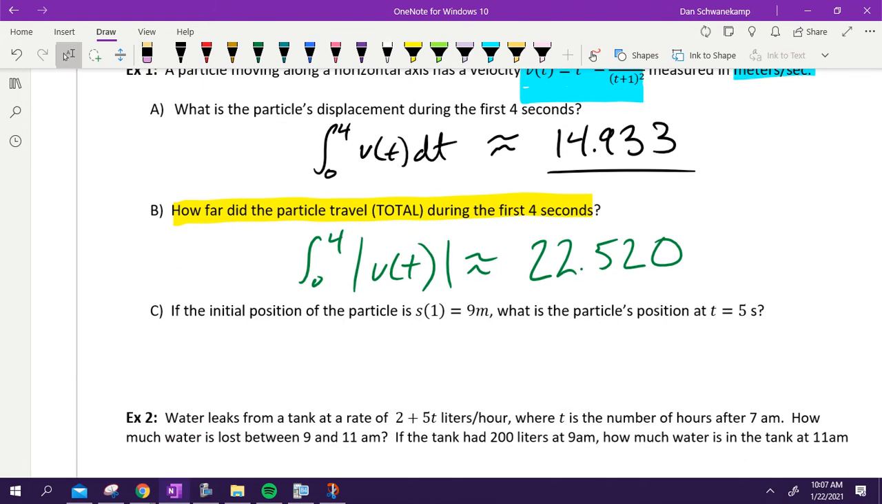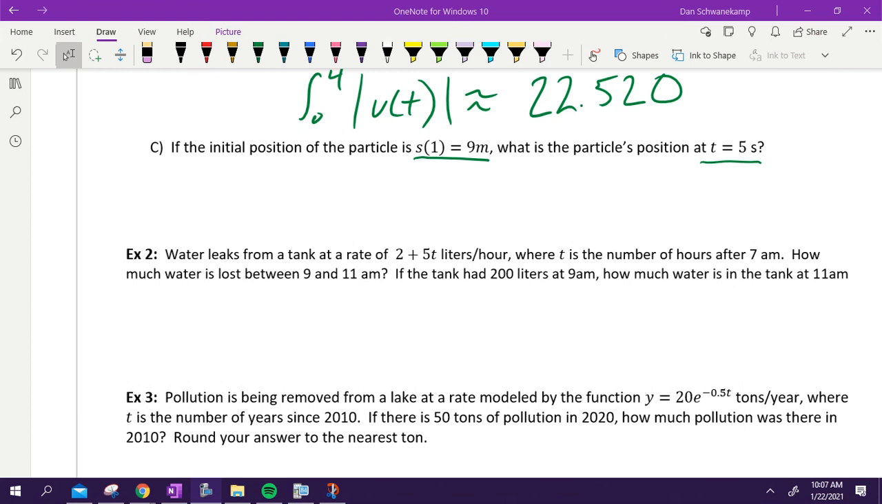Now let's read this third one. If the initial position of the particle, S of 1, is 9, what is the particle's position at t equals 5? So we know S of 1 is 9, and at t equals 5 we're trying to figure out what the position is at 5 seconds. Talk with your neighbor for a second. See if you can come up with a plan.